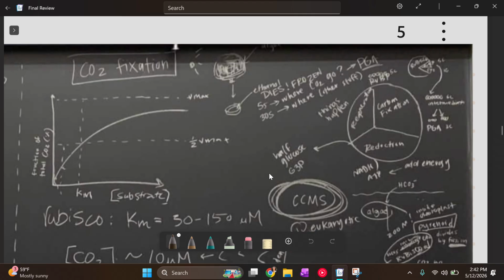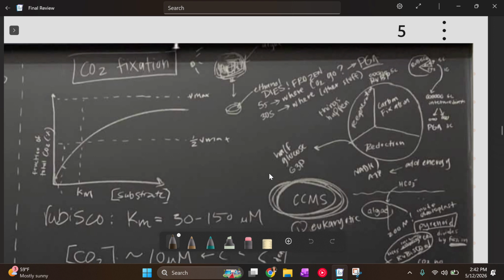Why would you do that when you could just fix it with carbon dioxide? And Rubisco, all things considered, is pretty good at that. There's way more oxygen out there than there is carbon dioxide. It's like 30% of our atmosphere, right?